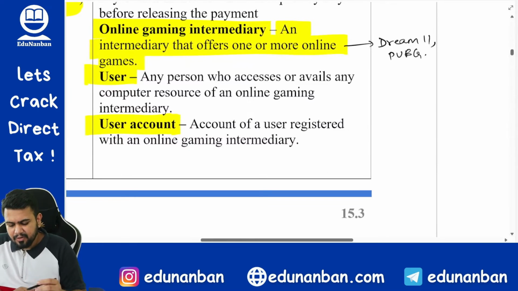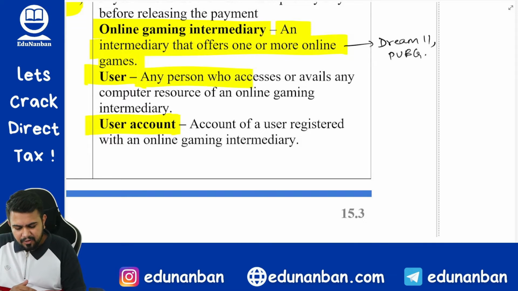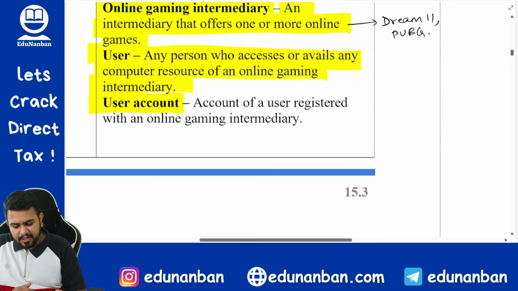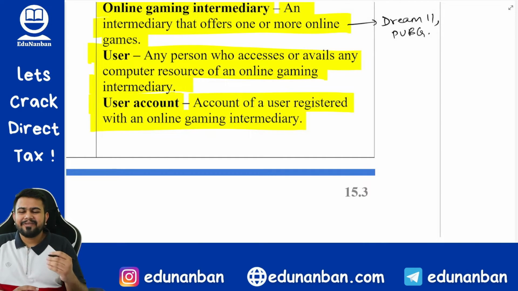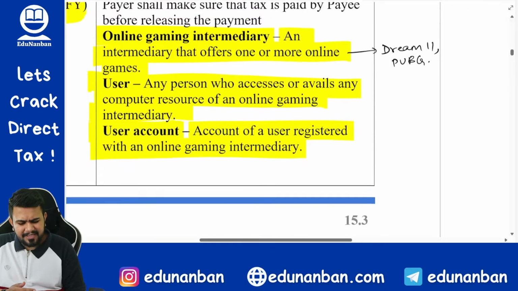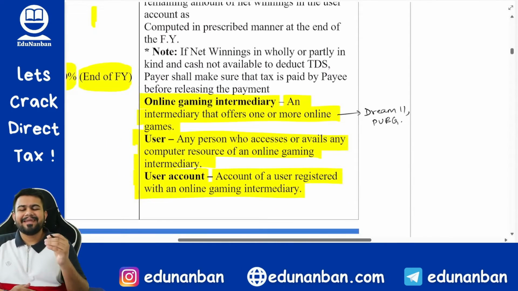I have already discussed these sites. Then, sir, who is the user? The user is only the gamer, the person who is playing the game and winning. So any person who accesses or avails any computer resource of an online gaming intermediary is the user. And what is a user account? A user account is the account of a user registered with the online gaming intermediary. With the help of that account only, the user is playing the games with the online gaming intermediary and winning the prize money or any prize or gift. Okay, on this prize only TDS has to be deducted.